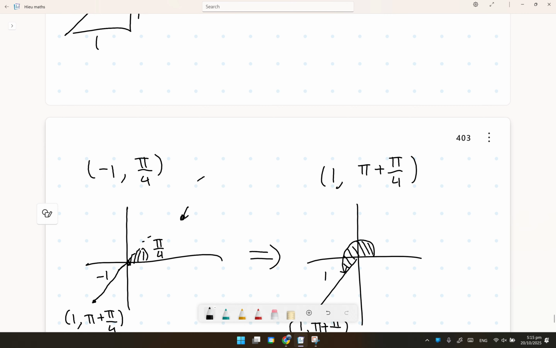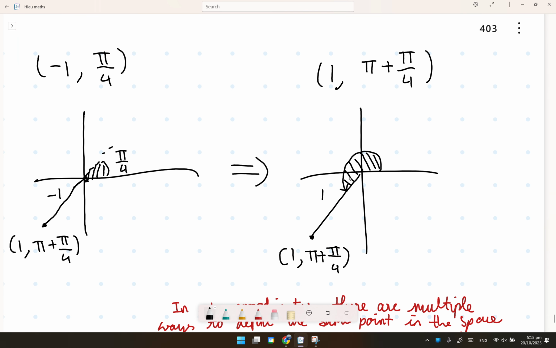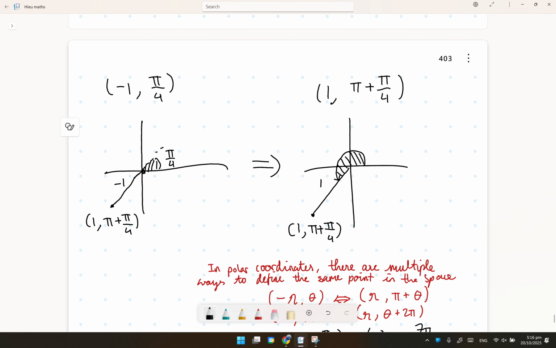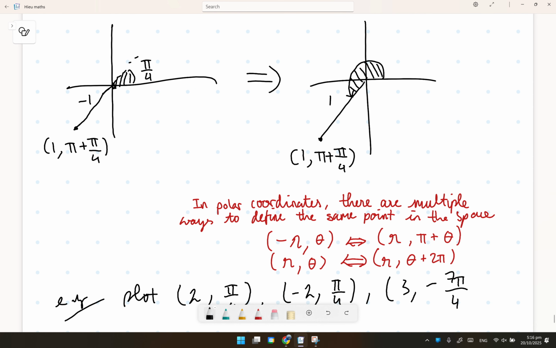And we can also say (-1, pi over 4) is the same thing as (1, pi plus pi over 4). Because then it's not negative 1, you're not going backwards here. You can say it's 1, but then you're going the full circle around here. So that's another caveat. Remember, pi plus pi over 4. This just says in polar coordinates, there are multiple ways to express the same point.